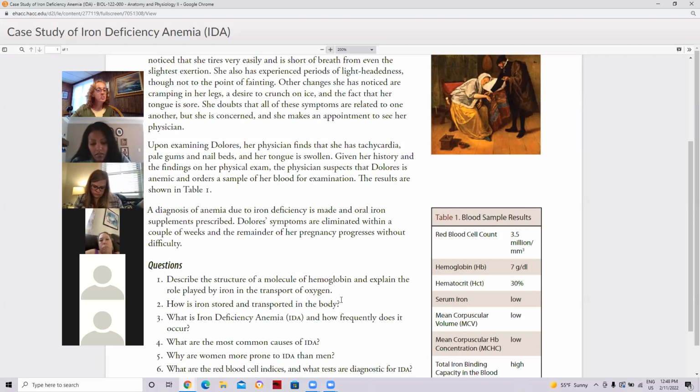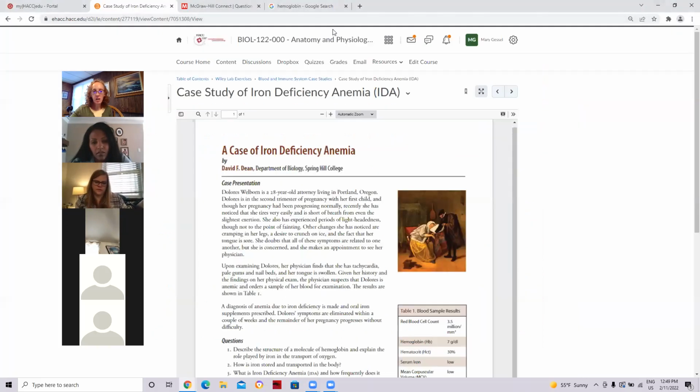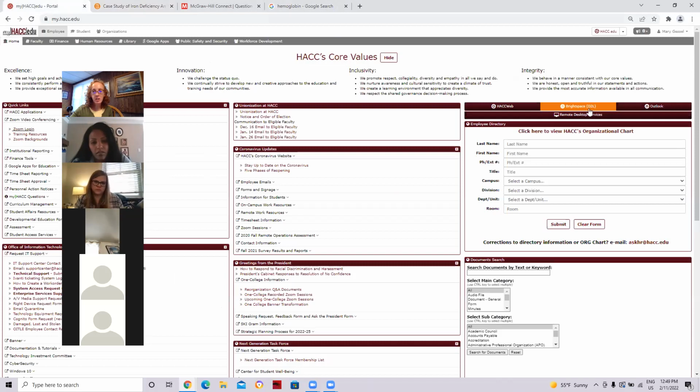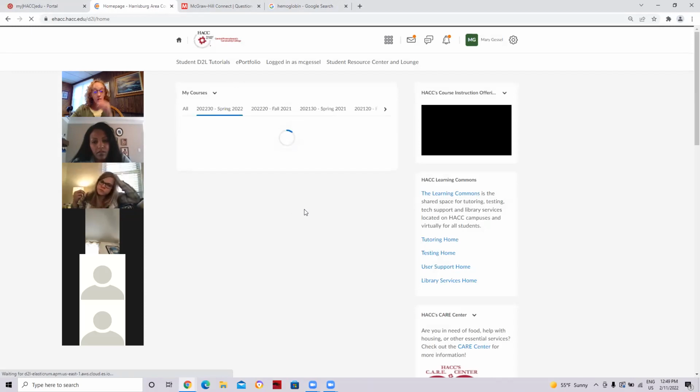Now, how is iron stored and transported in the body? And what is iron deficiency anemia, and how does it occur? And what are the most common causes? So first, how is it stored in the body? Stored in like the liver or the spleen. It's stored in the liver, and how is it transported? I'm going to go back to our chapter 18 PowerPoint now that I think about it.